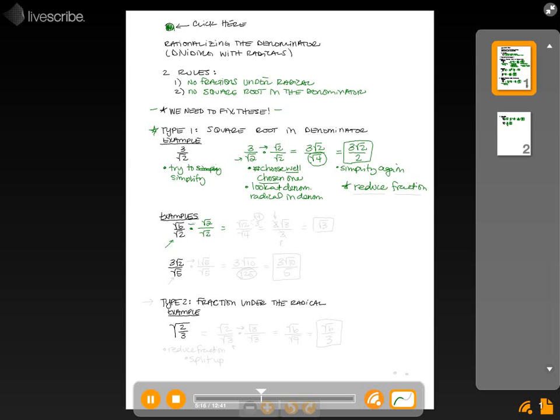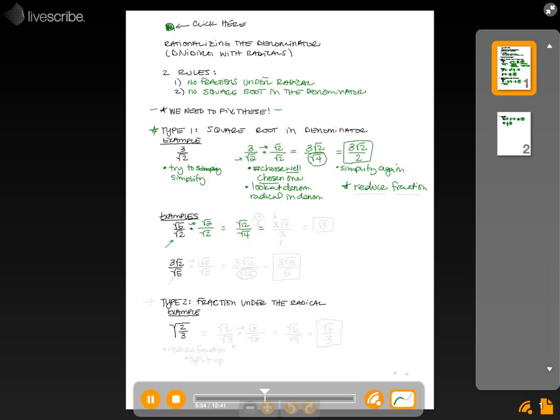We're going to multiply across. Both of these on top in the numerators are under the radical, so it's the square root of 6 times the square root of 2. 6 times 2 is really 12. In the denominator, we've got 2 times 2, which is really 4.